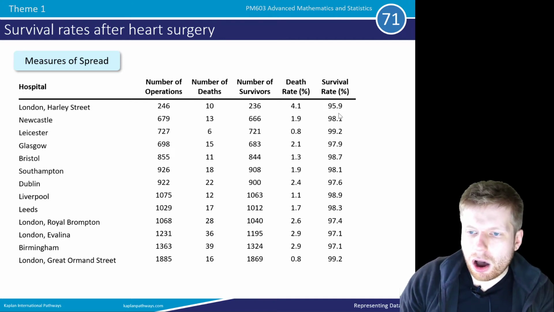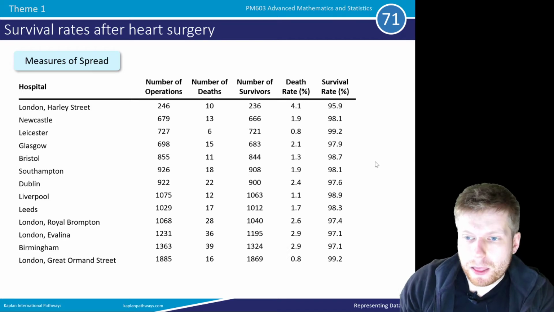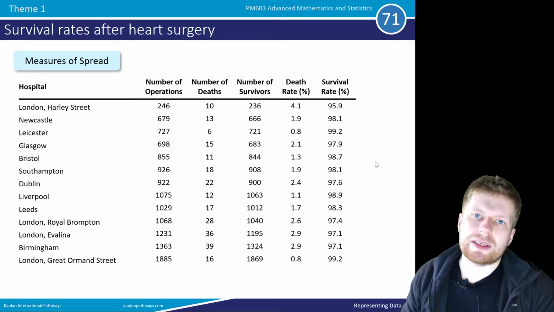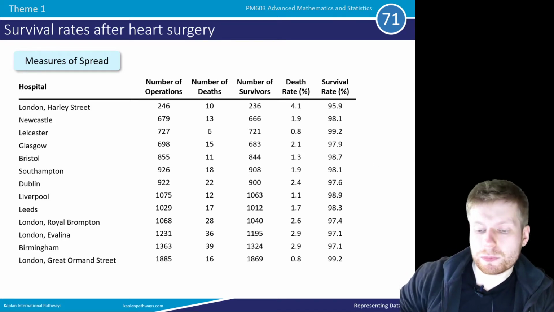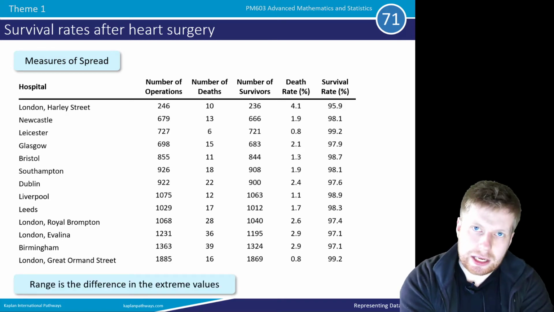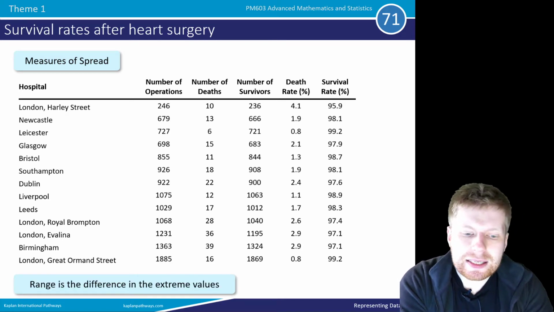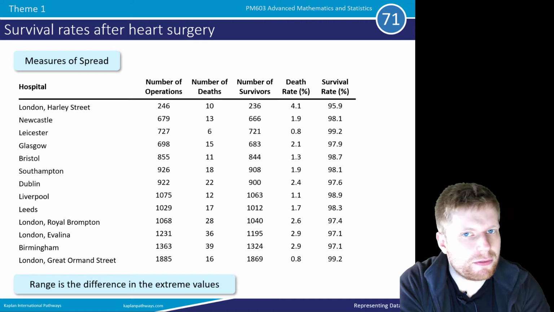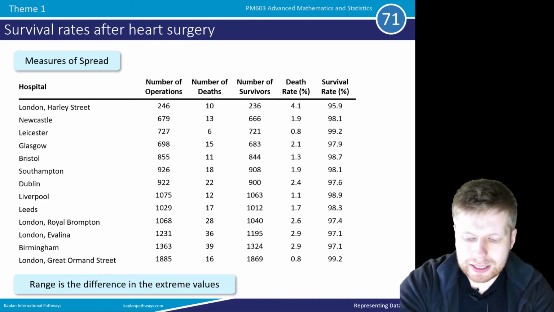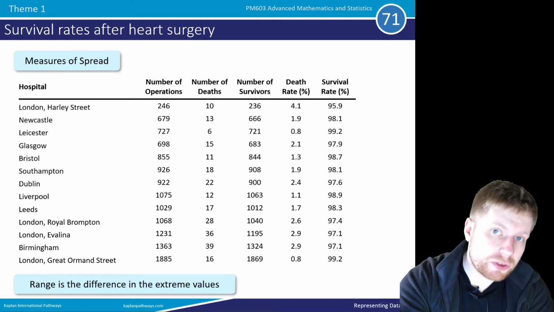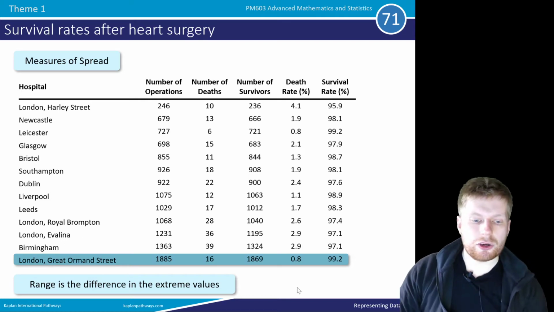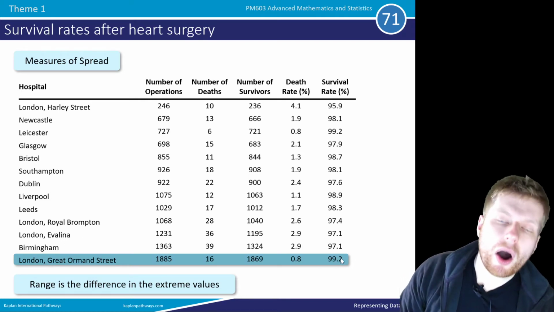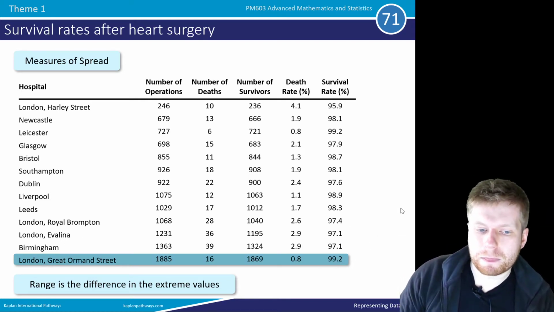And I'm interested in that last column here, which is the survival rate. To understand the differences between the survival rates of the hospitals, I could look at the range. The range is simply the difference between the extreme values. So find me the highest survival rate: here it is, London Great Ormond Street at 99.2. That's the highest survival rate in all of my data.